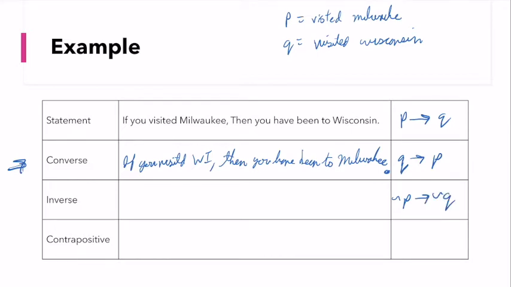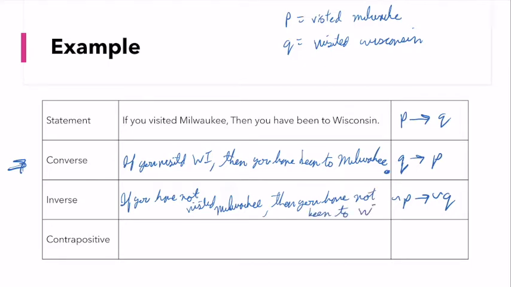So that would be in words, if you have not visited Milwaukee, then you have not been to Wisconsin. The last example is the contrapositive, which is the inverse flipped. So it's not Q implies not P.